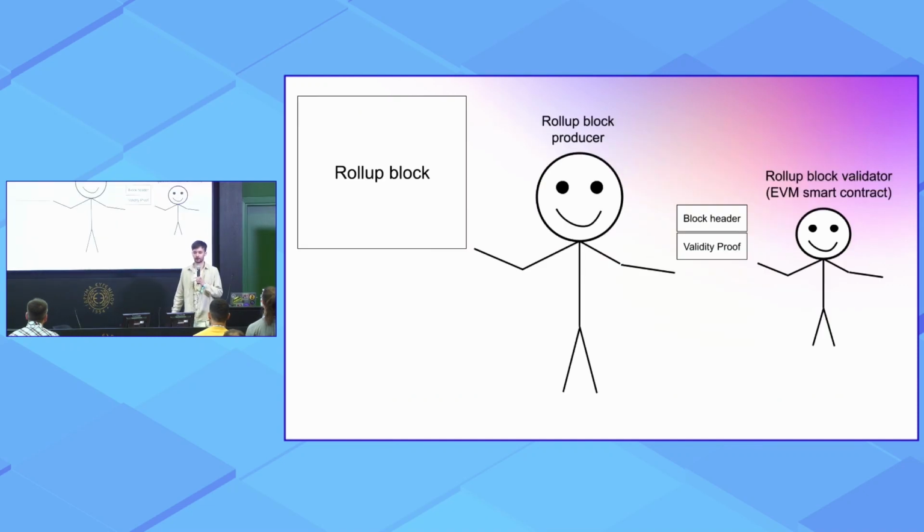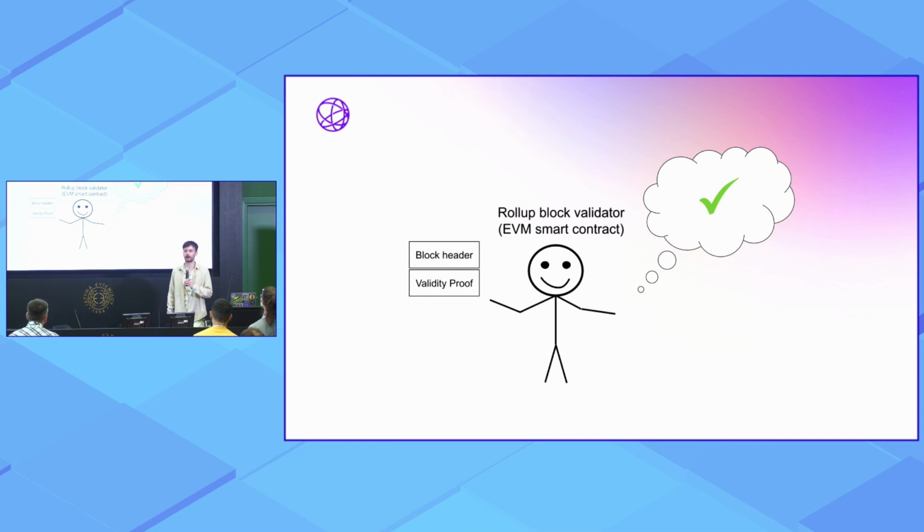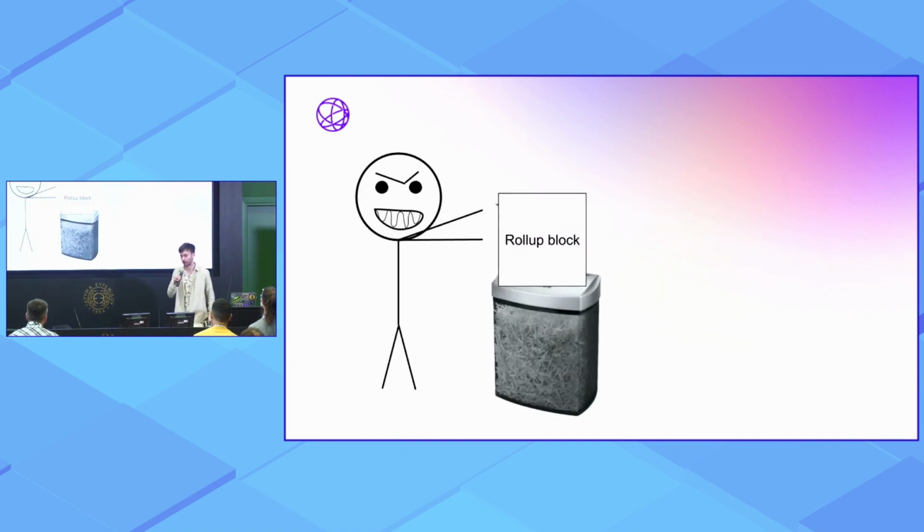So you have your rollup block producer, and your rollup block producer produces a big block for the rollup. Then it generates a validity proof for the correctness of that and hands the new header and the validity proof over to the verifier, which in the case of an L2 runs on the EVM in a settlement smart contract. And once the verifier has the header and the ZK proof, he knows it's valid, right? Wrong.